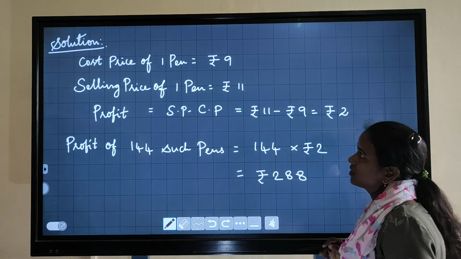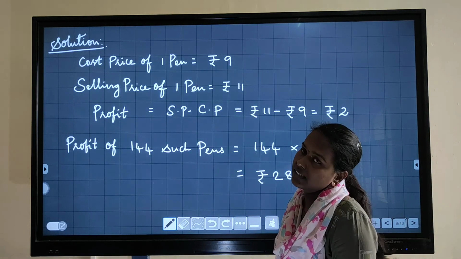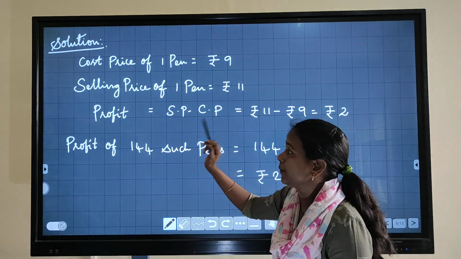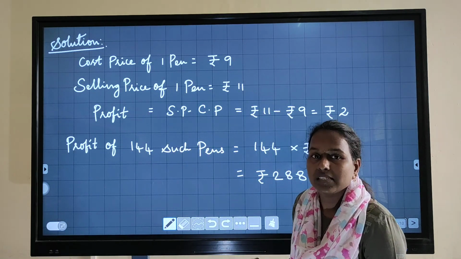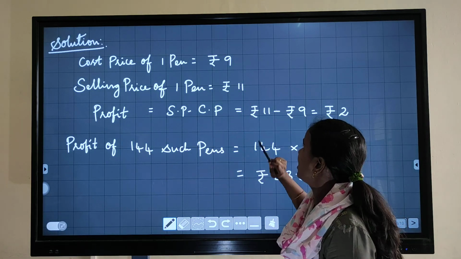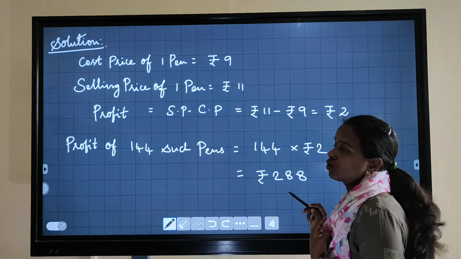144. So next, the answer I am writing first. The cost price of one pen is how much? Rupees 9. The selling price of one pen is rupees 11. What is the profit? Profit means selling price minus cost price. If you subtract 9 from 11, you will get rupees 2. For one pen, he is getting a profit of rupees 2.